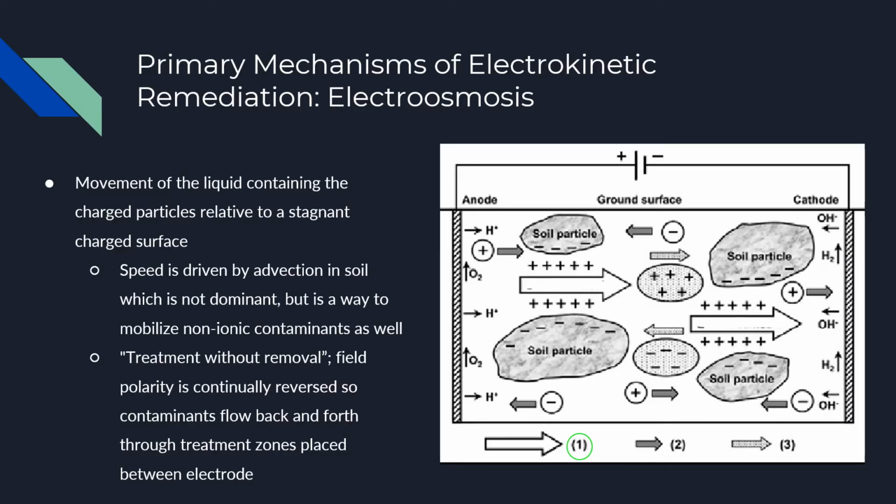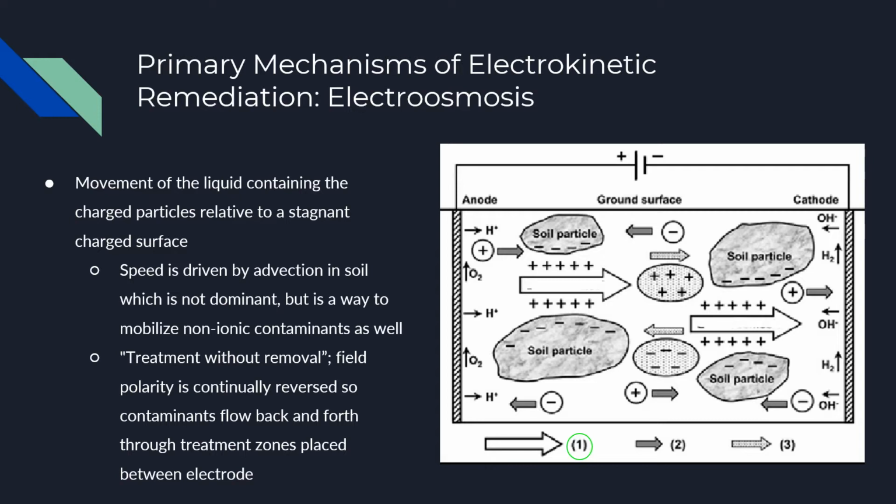So, as briefly discussed on the prior slide, electroosmosis is a primary mechanism of electrokinetic remediation. It is essentially the movement of the liquid containing the ions through a charged surface, which is the soil to be treated in our case. It is driven by advection caused by the soil's moisture, and is not as fast as electromigration, but important nonetheless.